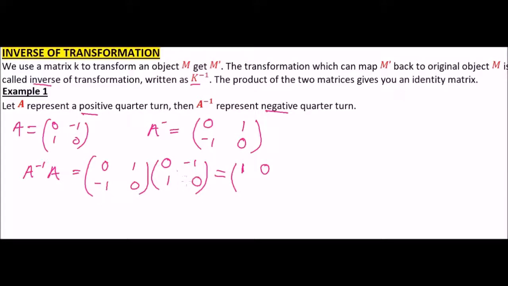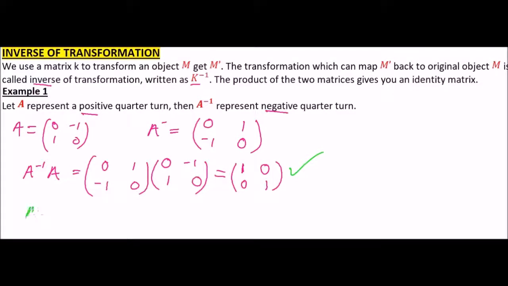Minus 1 times 0 is 0. 0 times 1 is 0. So here 0 plus 0 is 0. Minus 1 times minus 1 will give you positive 1. So you note that this is an identity matrix. So when you multiply a matrix by its inverse, it gives you an identity matrix.